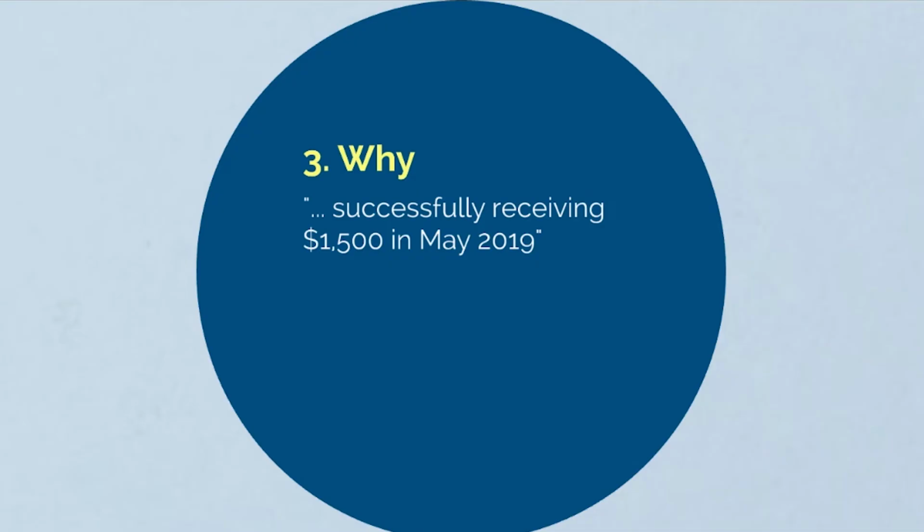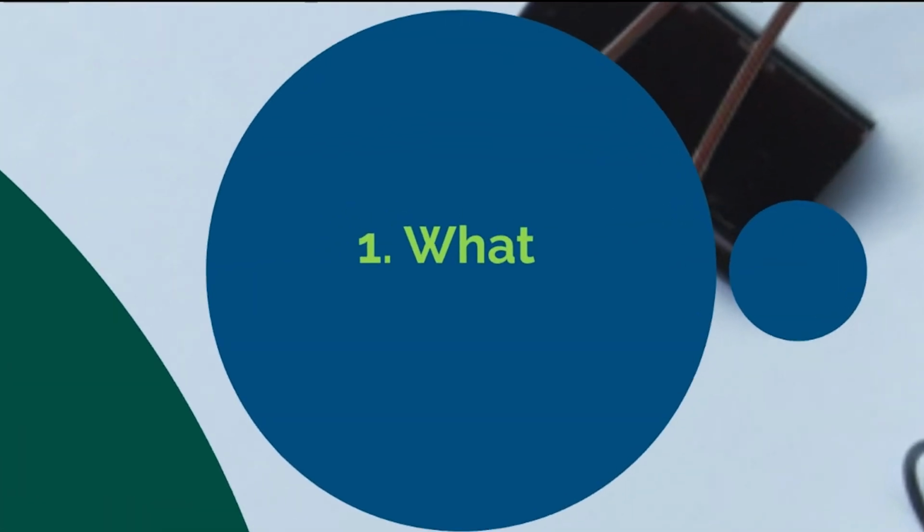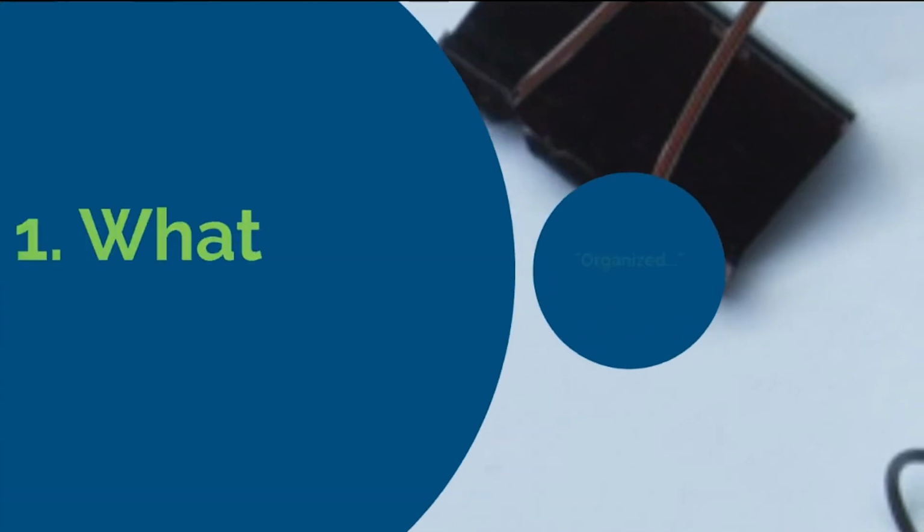Now that we can recognize an accomplishment statement, let's practice writing one. Here we have an example of a bullet point in a resume that we see often. It reads, Microsoft Excel proficient. Now, being Microsoft Excel proficient is a great transferable skill, but we can add more meaning to it by translating it to an accomplishment statement. Let's start with the what. We want to begin with the strong action verb. So for our purposes, we will start with organized.